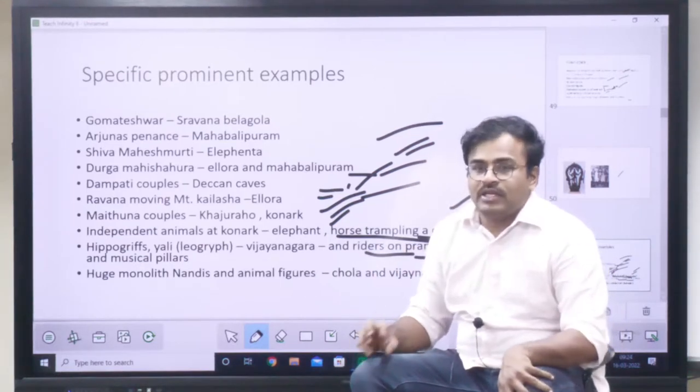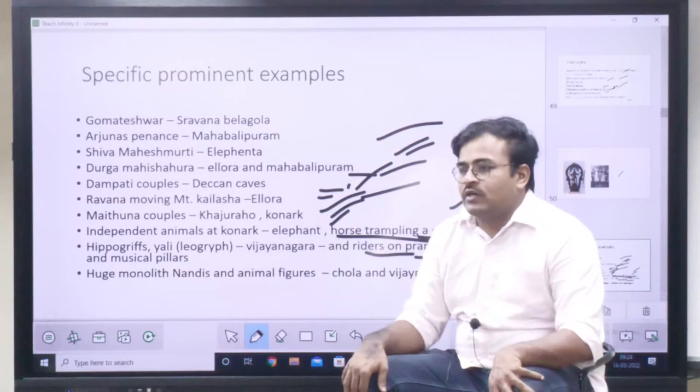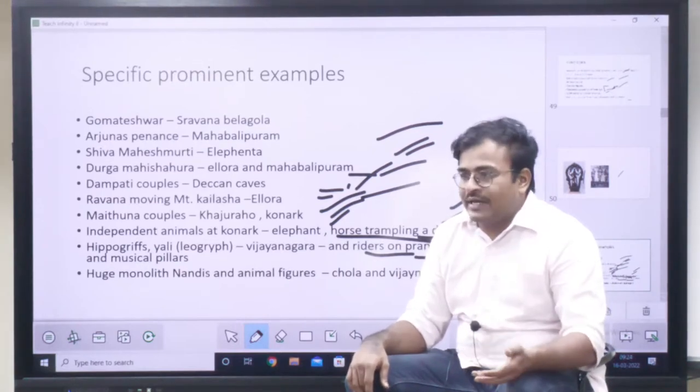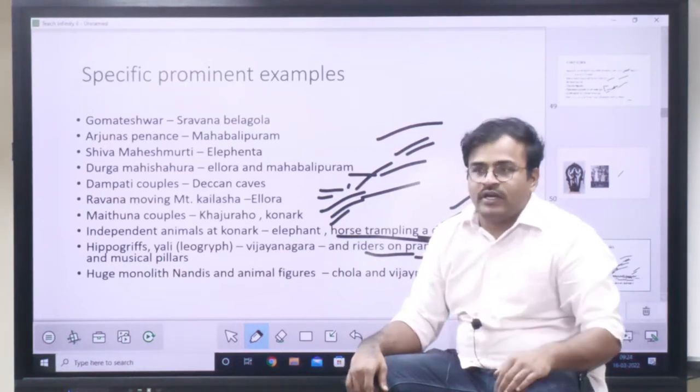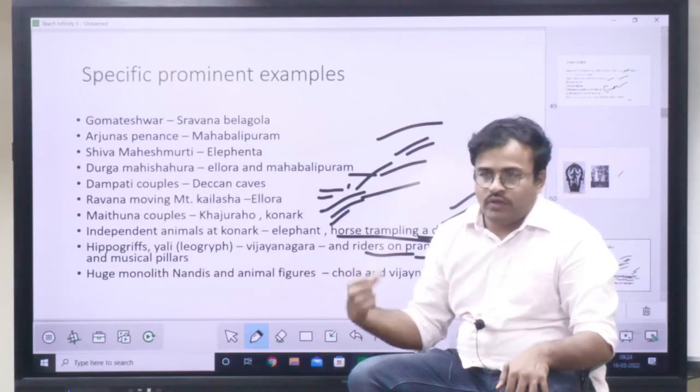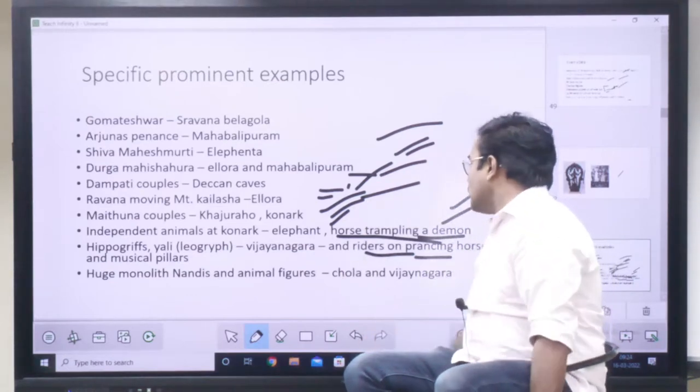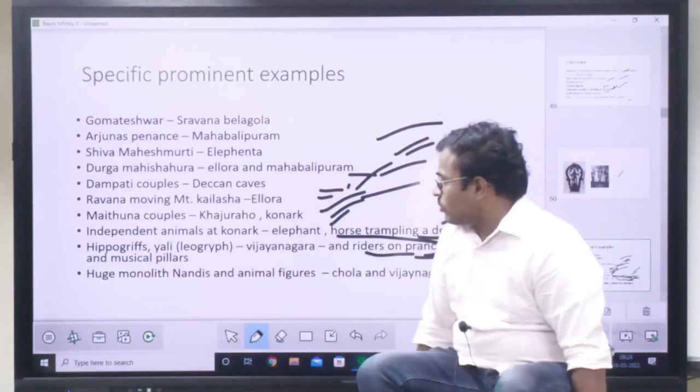Yali is a mythical animal which had the legs of a horse, the body of a tiger or lion, and it also has the trunk of an elephant. I'll show the image which is known as yali, and it is a famous one about the Vijayanagara Empire.